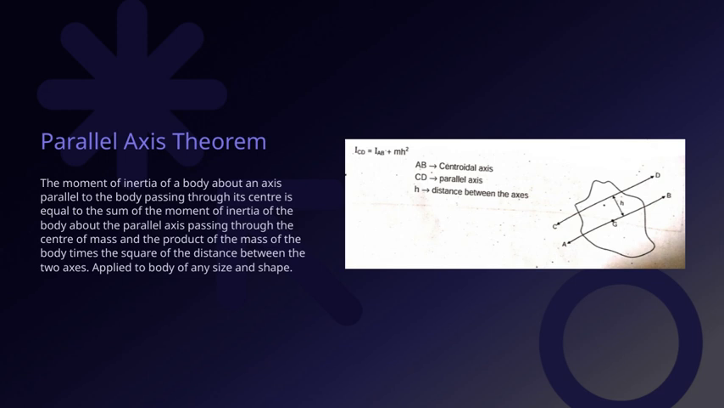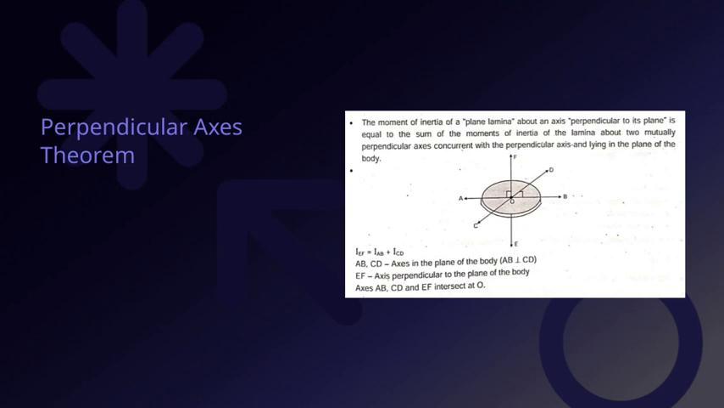This is a powerful concept because it allows us to find the moment of inertia about any parallel axis, regardless of the body's size or shape. It's especially useful in real-world applications where the axis of rotation isn't necessarily passing through the center of mass. This theorem helps us relate different moments of inertia and understand how the body's distribution of mass influences its rotational behavior. Let's take a closer look at the perpendicular axes theorem.